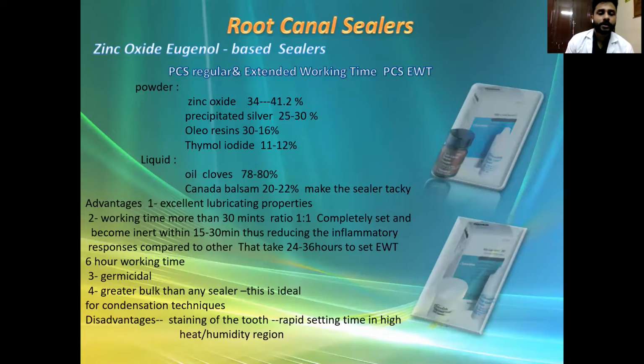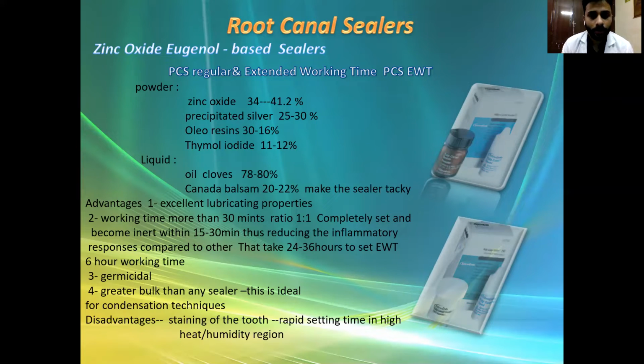So coming to zinc oxide eugenol sealers. As you can see the composition, it is composed of powder and liquid, and the powder has zinc oxide, precipitated silver, oleoresin, thymol iodide, and the percentages are as follows. You can just go through that. And for the liquid, we have oil of clove and Canada balsam.